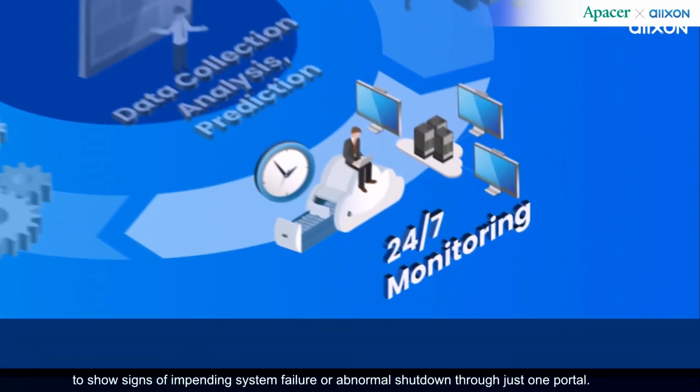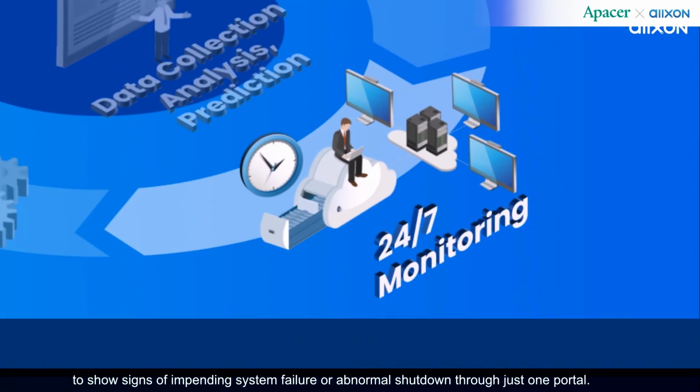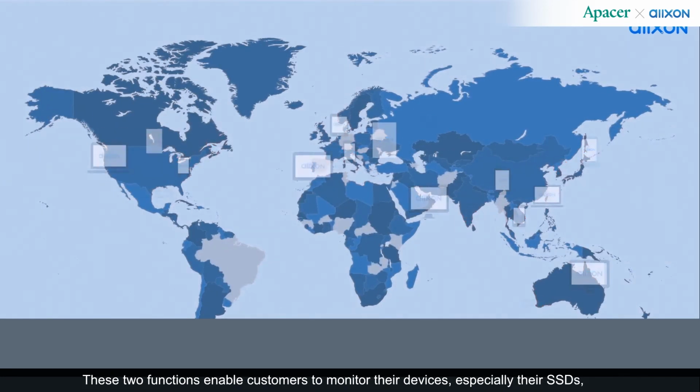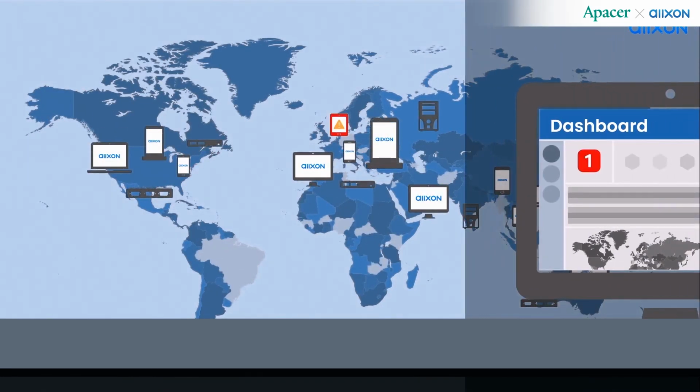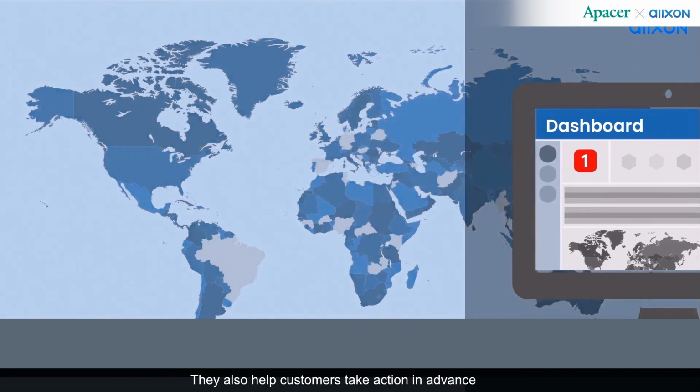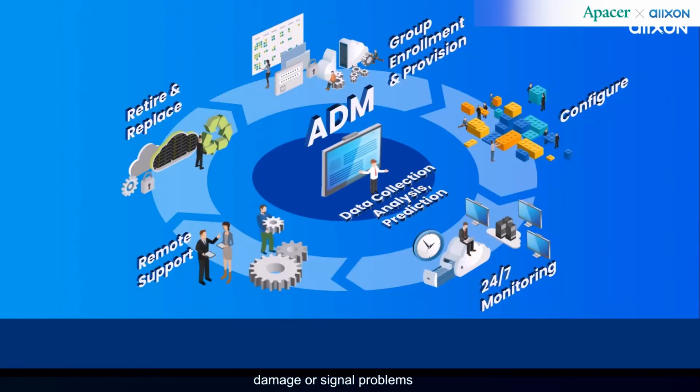Good example. On top of our monitoring function, we also provide an alert function which can send alerts to show signs of impending system failure or abnormal shutdown through just one portal. These two functions enable customers to monitor their devices, especially their SSDs, to observe their health status and remaining lifetime. They also help customers take action in advance to prevent data loss, damage, or similar problems. That's fantastic. And those would be very helpful for disaster prevention when all of a customer's remote devices can be fully managed by those two functions through only one portal.